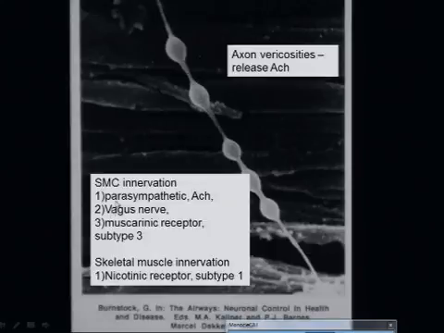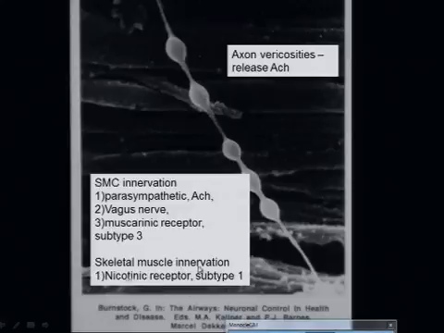So here, if we're talking about acetylcholine, we're talking about parasympathetic through the vagus nerve. I'm not going to ask you about the various receptors associated with the different innervations. In this case, it's a muscarinic receptor, subtype 3, that's associated with acetylcholine. Skeletal muscle innervation, those have nicotinic receptor, subtype 1.